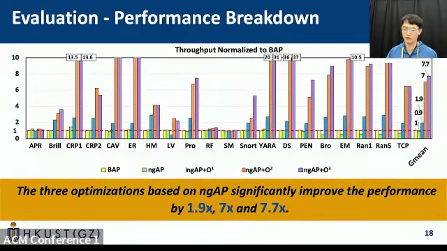And we also provide a performance breakdown to illustrate the impact of our three optimizations. While the basic structure of NGAP may slightly decrease the performance by about 10%, our three optimizations can improve the overall throughput on top of the NGAP.